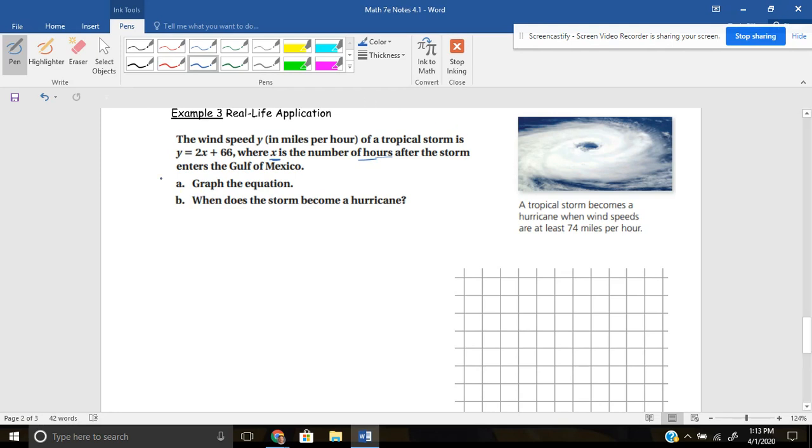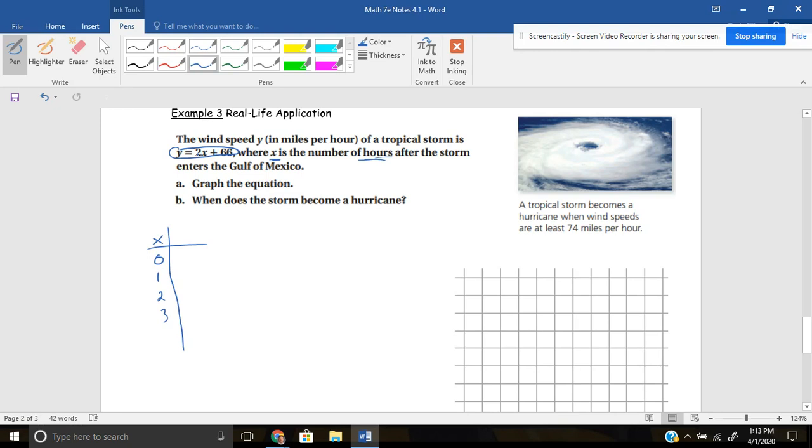So I'm going to make an XY chart here, and here is the equation I'm going to be using. Again, I'm going to pick easy numbers. So I'll start with 0, and then I'll plug in 1, 2, and 3. I wouldn't choose a negative situation here because we're talking about hours, and we don't have negative hours.